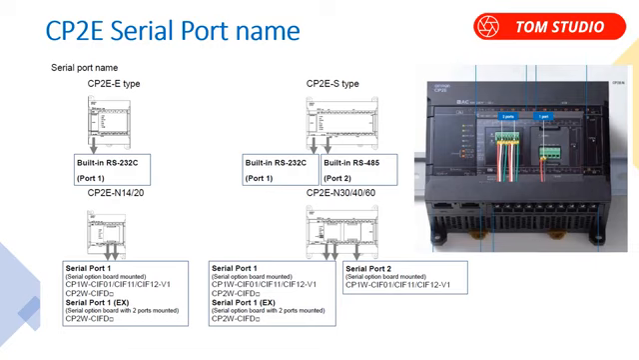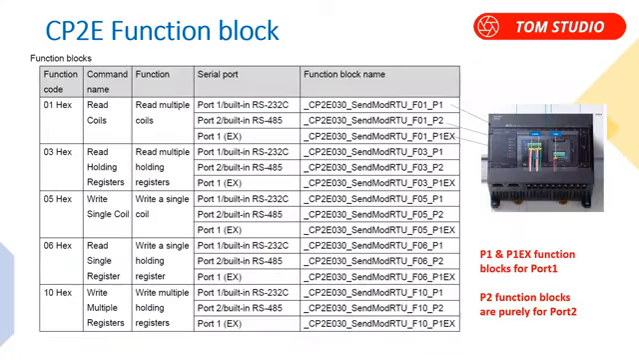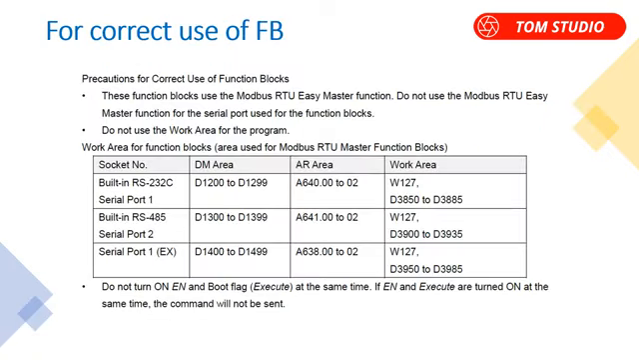Please note, function blocks P1 and P1X are purely designed for port 1. Function blocks P2 are purely designed for port 2. Please make sure to use the correct function block in your PLC program. Please also be aware, certain PLC memory areas have been occupied by function blocks, so please leave them blank, don't double use them in the program.